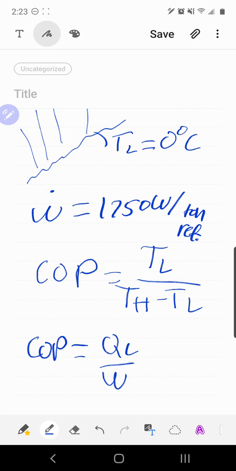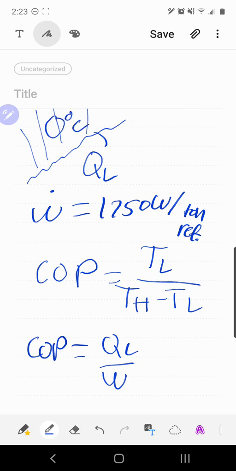Oh man, I think I wrote this wrong. It says receives heat from a cold reservoir. It's not a temperature. I mean, it is a temperature, but it's receiving QL from this reservoir that's at 0 degrees C. Yeah, okay. And then we have the power input.